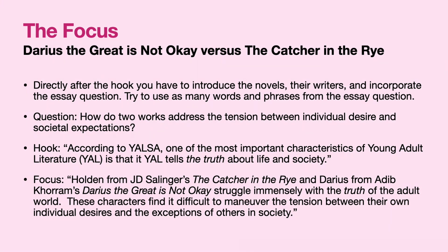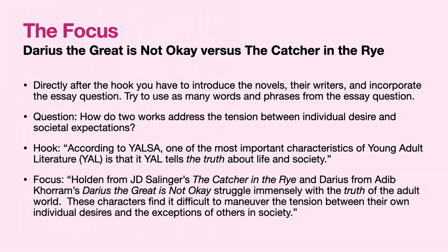Now the important thing that we have to work through is our thesis. And the thesis is the main thing that we're going to be arguing. It's kind of the blueprint for our essay. And remember, in lesson 2, I really went over how you do this when you prepare. I said in body paragraph 1, we're going to discuss the various societal expectations. And we're going to go over what are the expectations in The Catcher in the Rye. What are the expectations in Darius the Great is Not Okay.